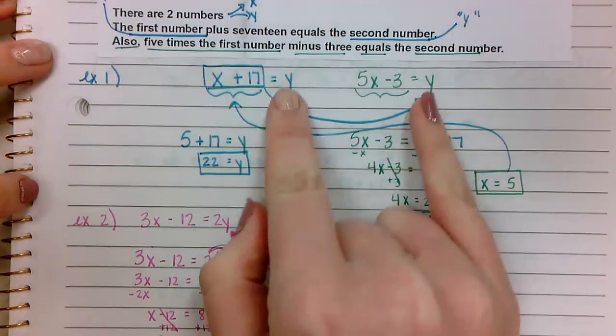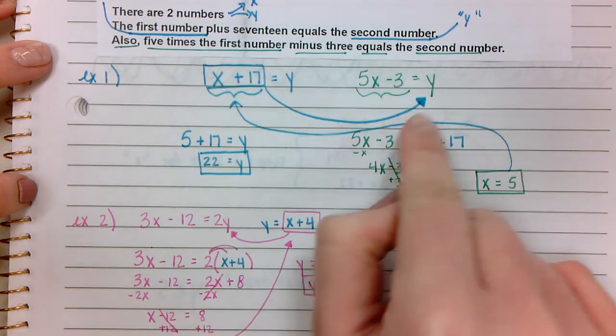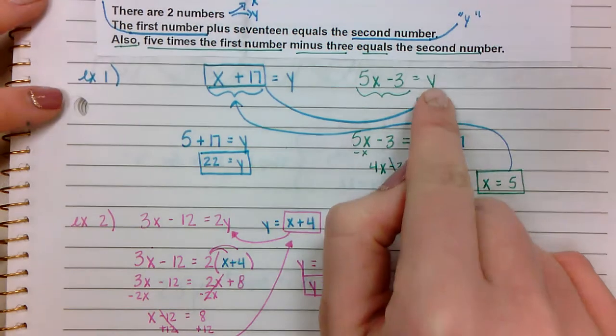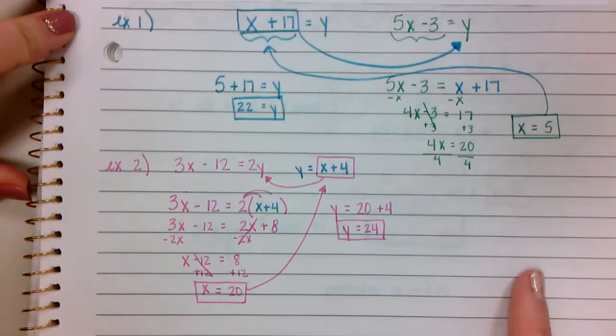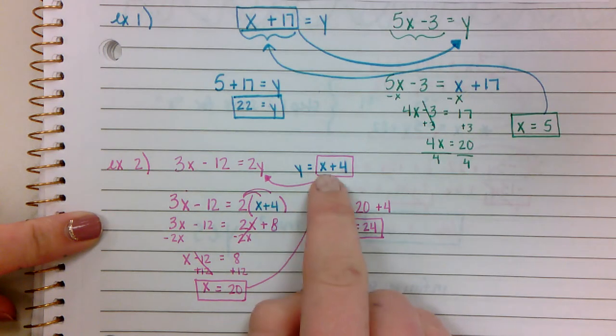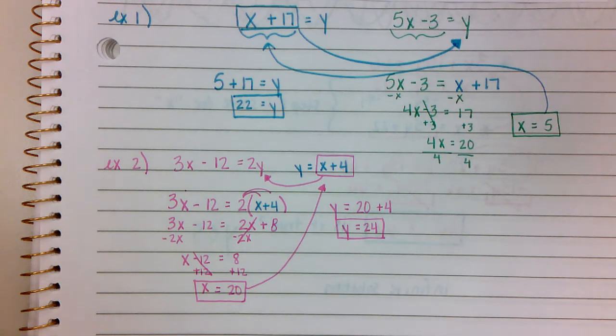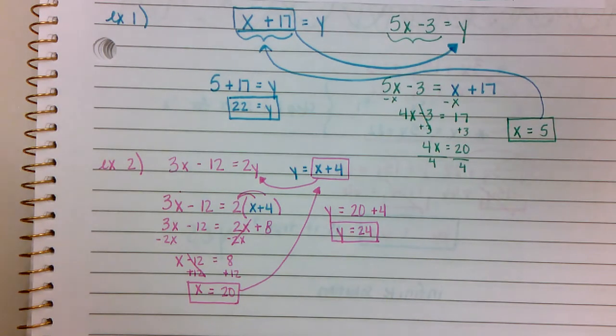If we look at yesterday's notes, they were both already set equal to Y. So I could plug this in place of Y. There's no need to solve for X if Y has already been solved. And then same in this example. Y is already by itself. If I already know what Y equals, I can plug that in for Y. So it just depends on which letter is easier to get by itself if it's not already like that. So make sure you get all that copied down and then you'll work on today's worksheet.